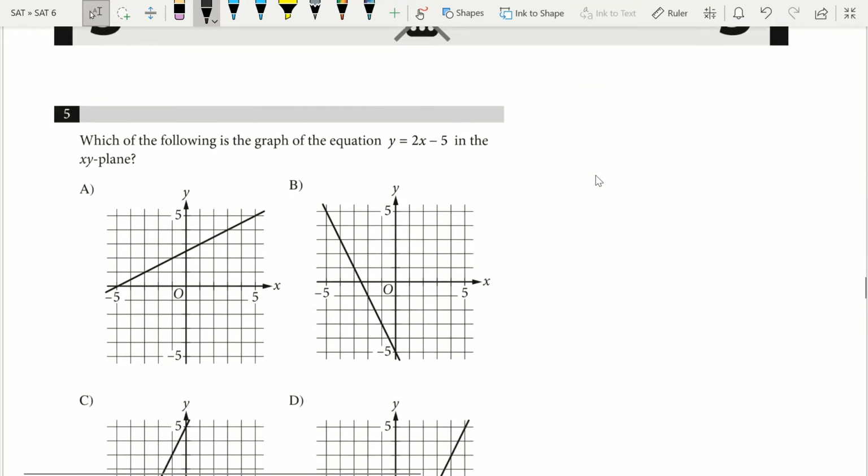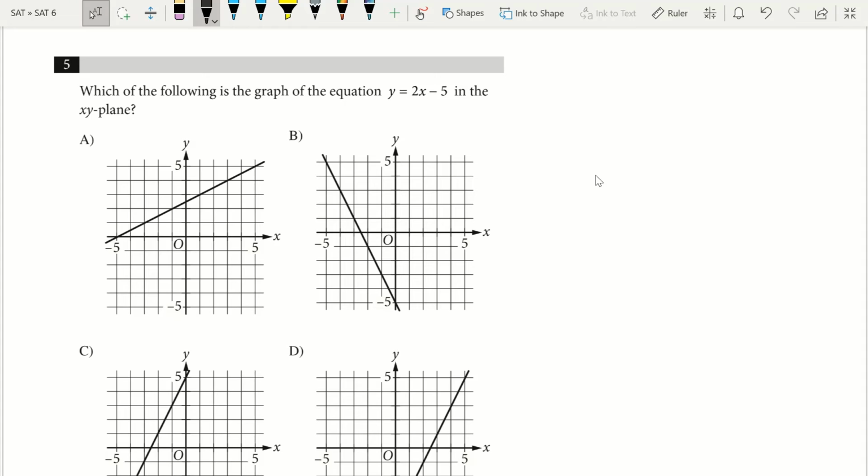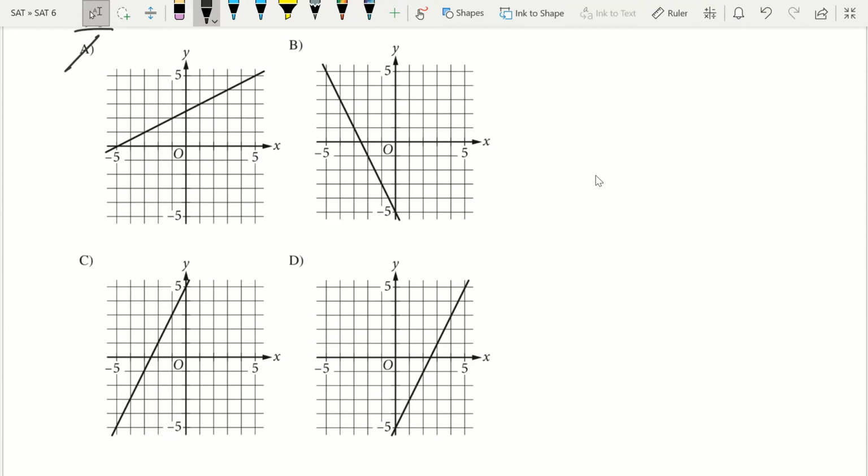Question 5. Which of the following is the graph of the equation y equals 2x minus 5 in the xy plane? Well, I know from my minus 5, my y-intercept will be negative, so I can go ahead and eliminate A and C because they have y-intercepts that aren't negative.